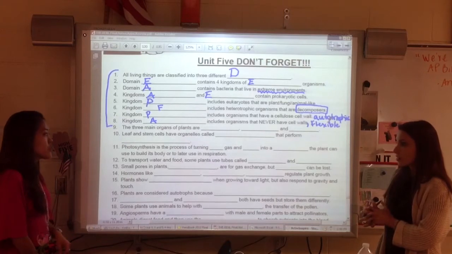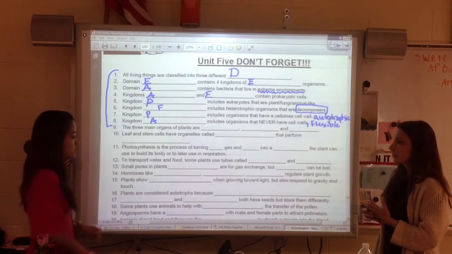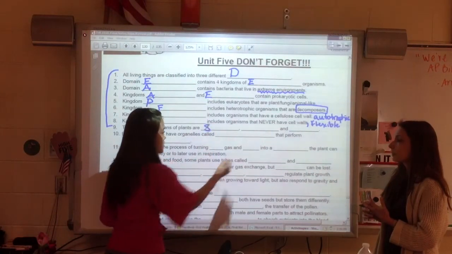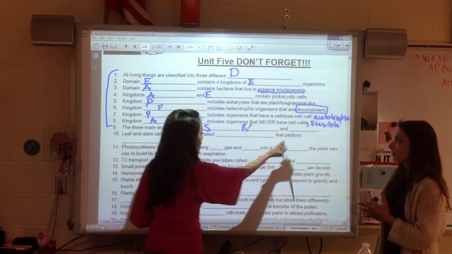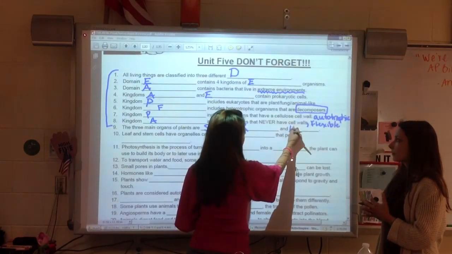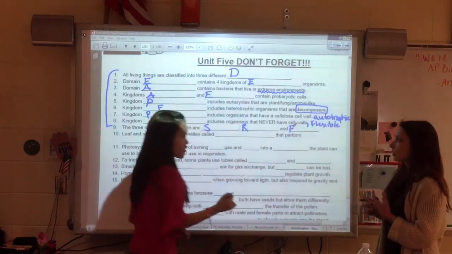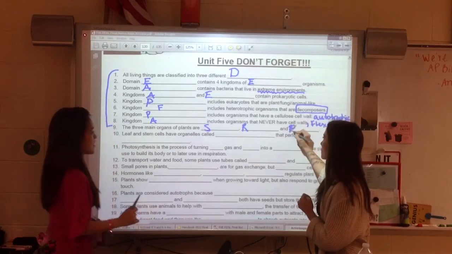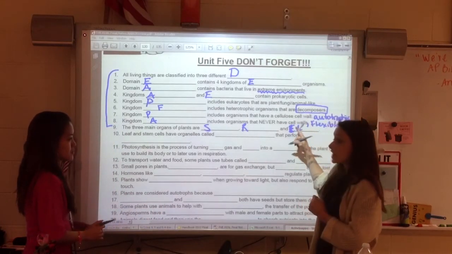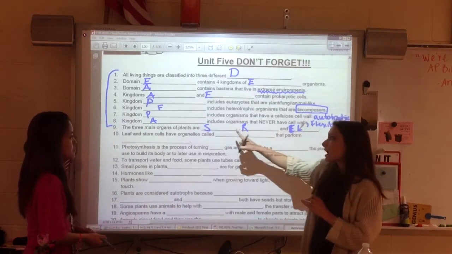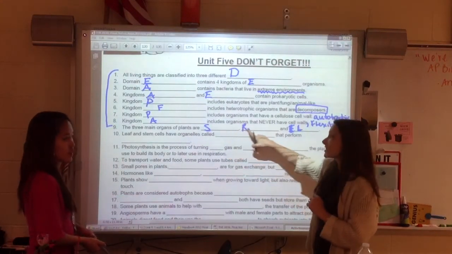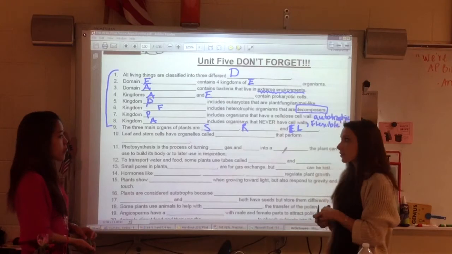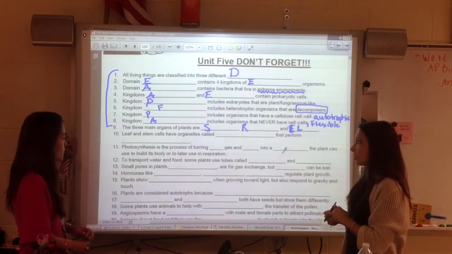Number 9, the 3 main organs of the plant start with the letters S, R, and we also can have an F right there. Or this would probably be the L, right? Because remember, only some organisms have the flower, but all organisms have S, R, and L. And so think about, if you draw a plant, what are the 3 main parts that you draw?